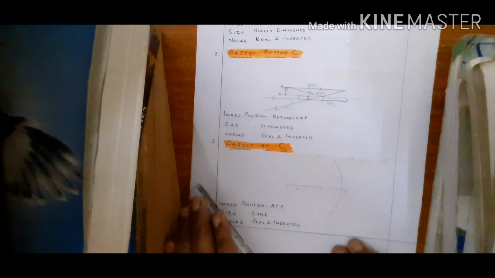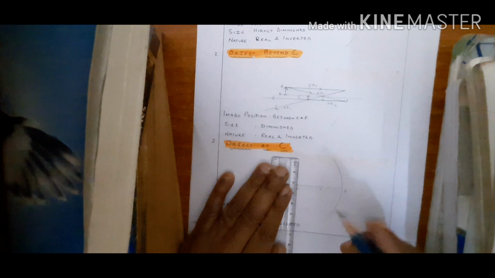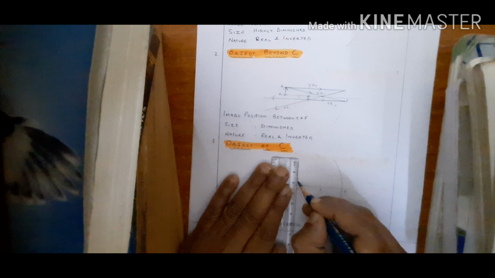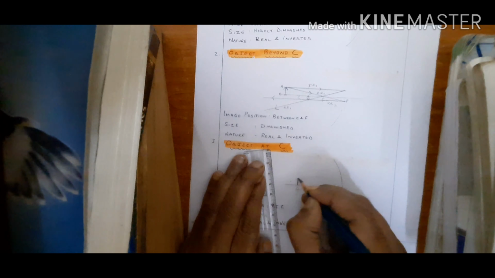Now, the next position is I am bringing the object still closer to the mirror. The next position is the object is at the center of curvature. So again I am going to draw the object at the center of curvature. Okay, so this is the object at the center of curvature.